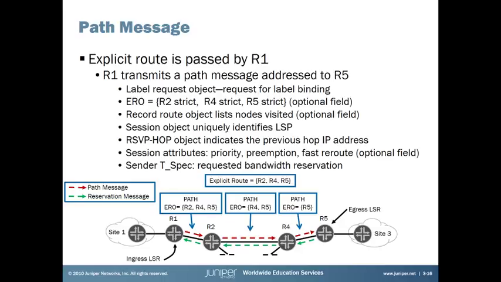And we can also use this sender tspec object here, which is a bandwidth reservation. So I can say that my path must have a certain amount of bandwidth. That's going to be determined by the traffic that's going across that path, how much bandwidth you want to reserve for it. Or it may be determined by a service level agreement that you have in place with your customers, where they require a certain bandwidth. And you can set that up as part of your path.